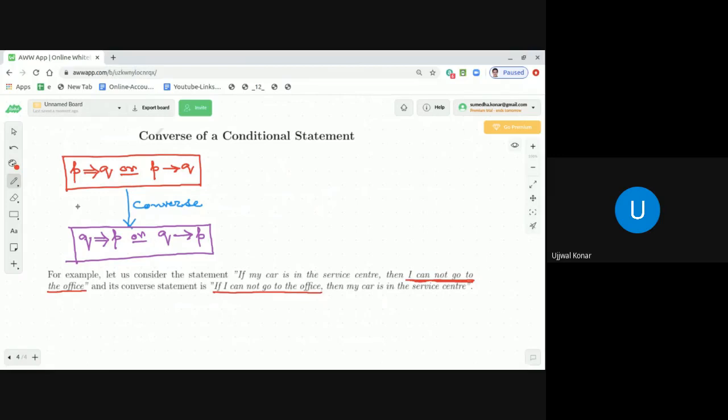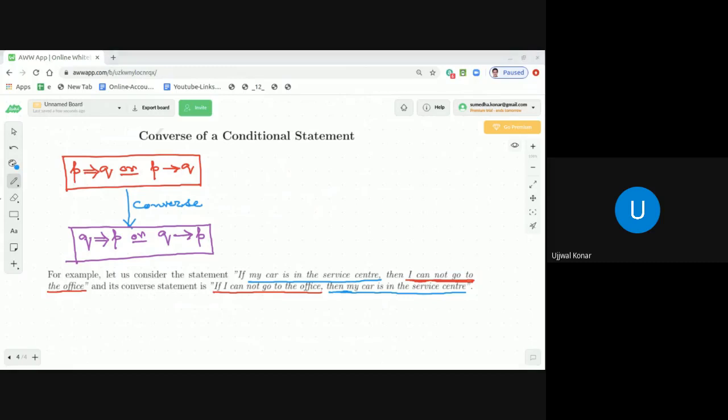Then the first statement of the previous statement, my car is in the service center, becomes the last statement of the converse. Note it down very clearly. If my car is in the service center, then I cannot go to the office. The converse of that statement is: if I cannot go to the office, then my car is in the service center.